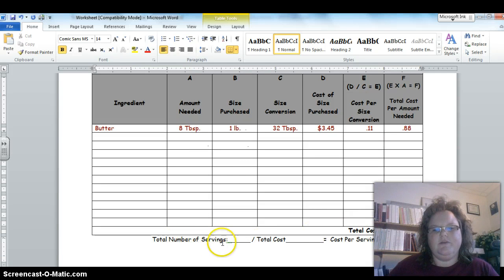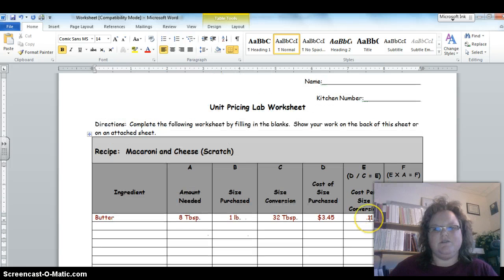I'll have my total number of servings, which it says on the recipe as well, and the total cost divided by the servings will give me the cost per serving. So how much it costs for this recipe at the end.